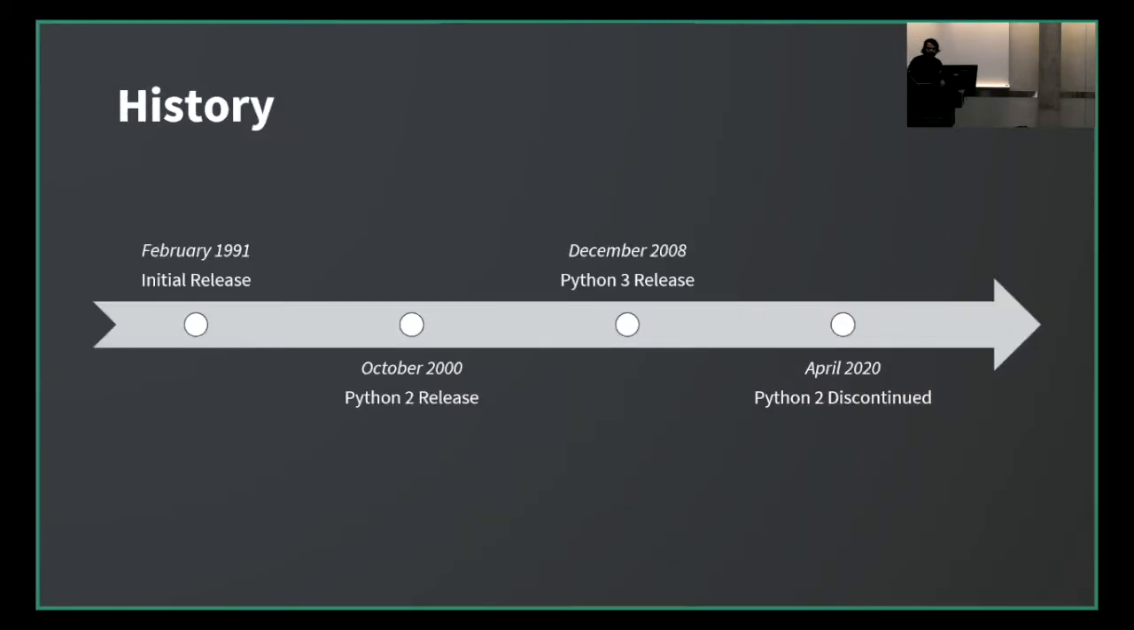A little bit about the history of Python. Python is really, really old. It actually started all the way back in February 1991, so it's older than Linux itself, for example. In October 2000, the second version of Python came out. And in 2008, Python 3, which made a lot of breaking changes, came out. And then finally, last year, Python 2 was discontinued. And now Python 3 is the only available version.